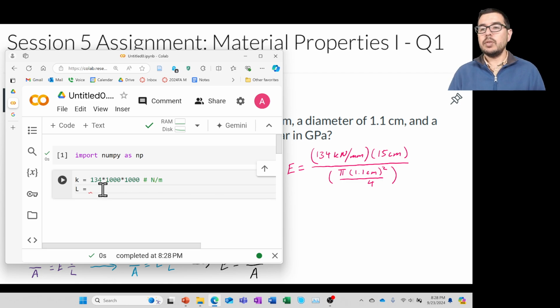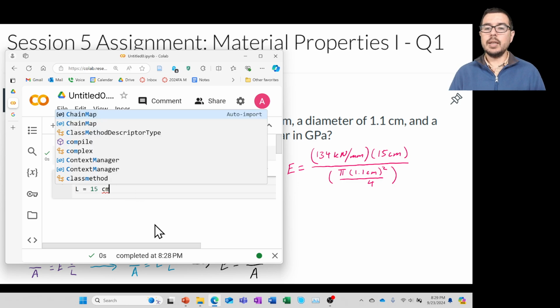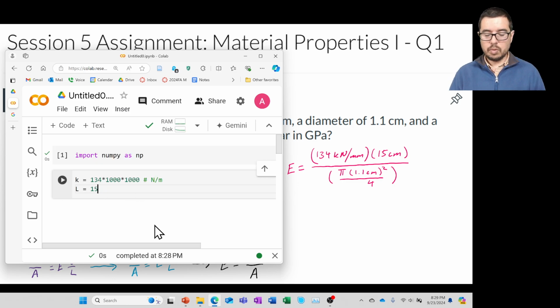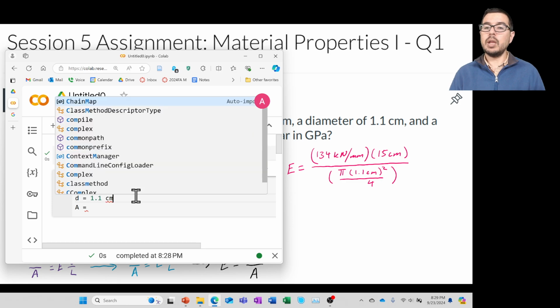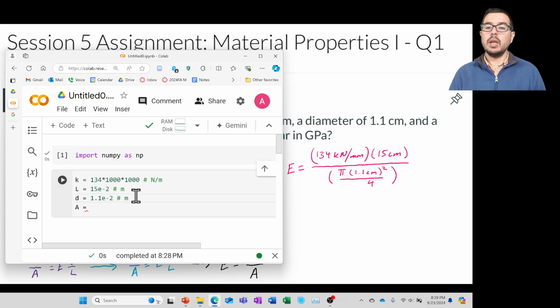The length is 15 centimeters. Once again, we probably don't want to keep it in centimeters. We'll go ahead and keep it in meters, like so. And the area is going to need to be defined through a diameter. So I could define it straight up like that, but I could also put in diameter like this, and it's 1.1 centimeters. But again, probably a good idea to convert to meters. And then we can write the expression pretty quickly for area. So we have pi times d squared over 4.